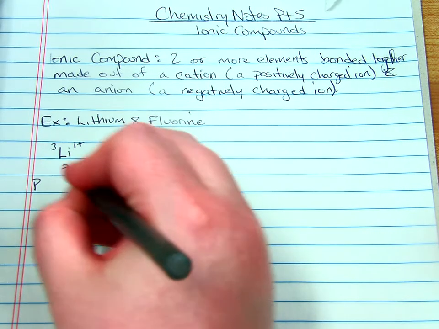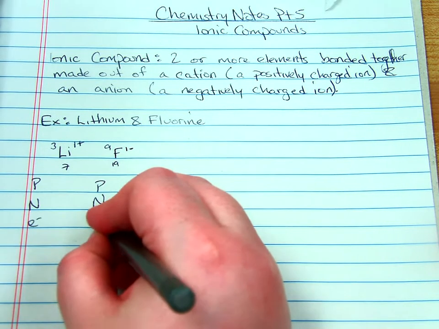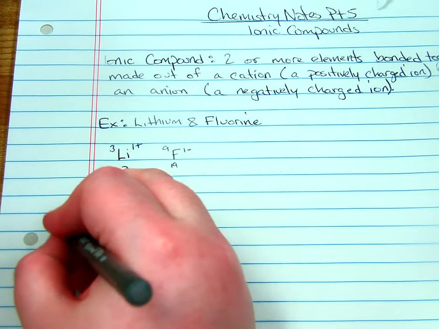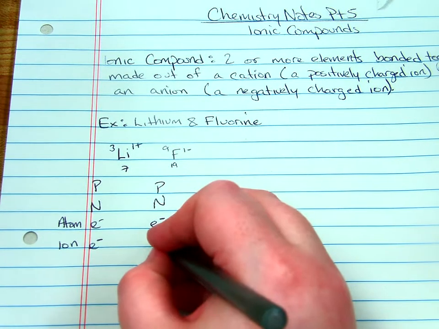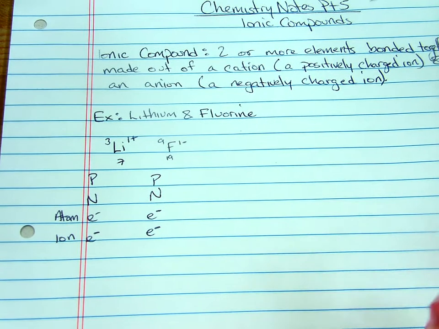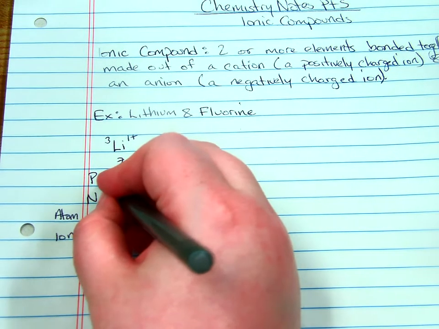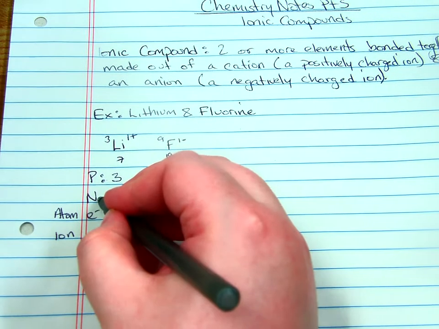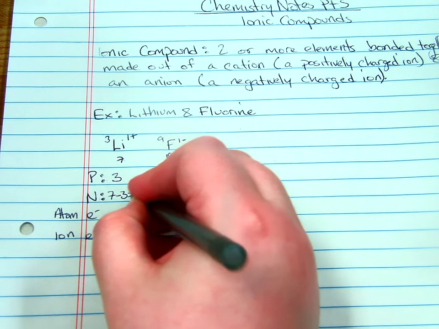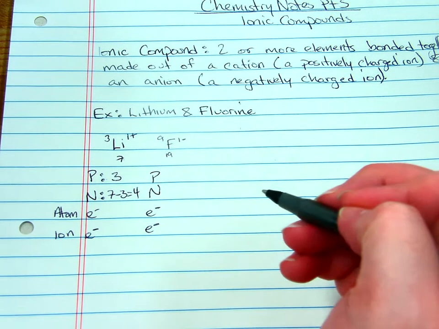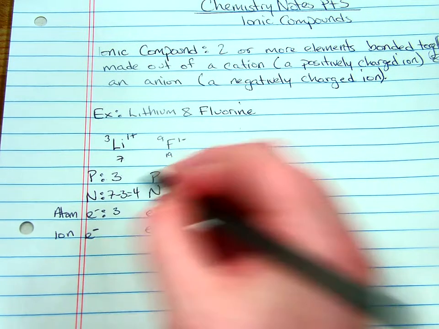So, we've got our protons, neutrons, and electrons, and we're going to look at our electrons in an atom and also our electrons in an ion, because they're going to be important for us today. So, when you look up our protons for lithium, it's going to be the same as our atomic number. So that's going to be 3. Our neutrons are going to be our atomic mass minus our atomic number. So 7 minus 3 gives us 4. Our electrons in an atom are going to be the same as the atomic number. So that's going to be 3.